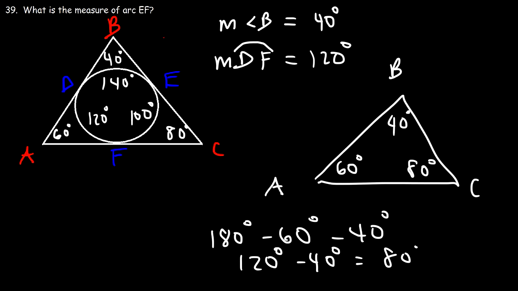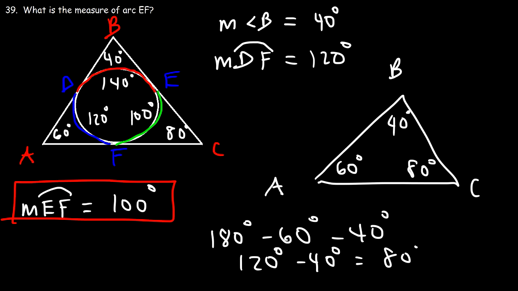Now we can check our answers. So DE is 140, DF is 120, and EF is 100. These 3 have to add up to 360. 120 plus 140 plus 100 does add up to 360, which is a full circle. So that's how you can quickly check the work to see if you did it correctly. So the measure of arc EF is 100 degrees. And that's the answer for this problem.